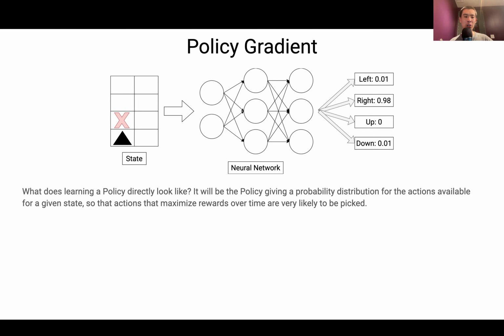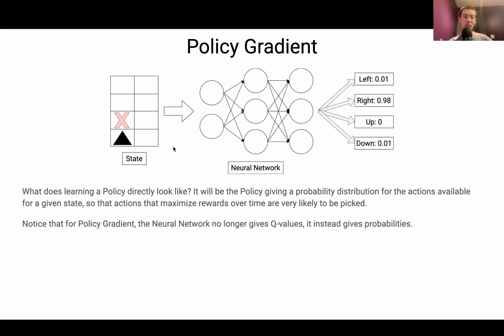So, what does learning a policy directly look like? It will be the policy giving a probability distribution for the actions available for a given state, so that actions that maximize rewards over time are very likely to be picked. So in this diagram, let's pretend that this triangle is like a drone we are controlling, and we want it to fly around this big red X and fly off into the sunset. But if it hits this red X, the drone crashes and gets damaged. So we want to go to the right.